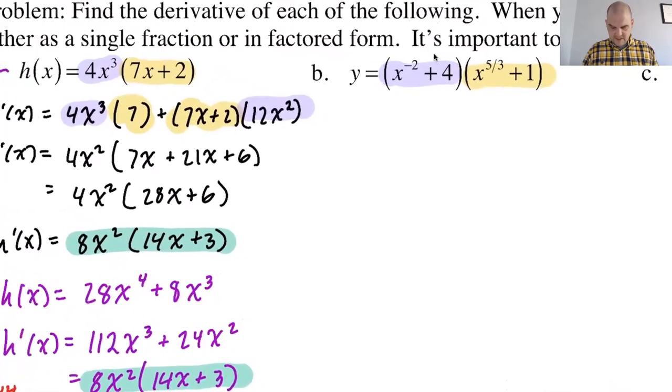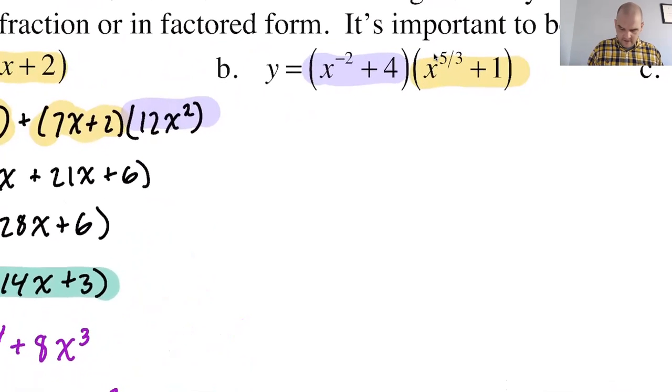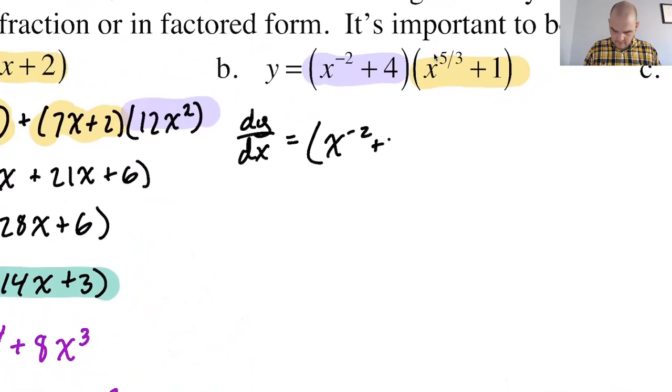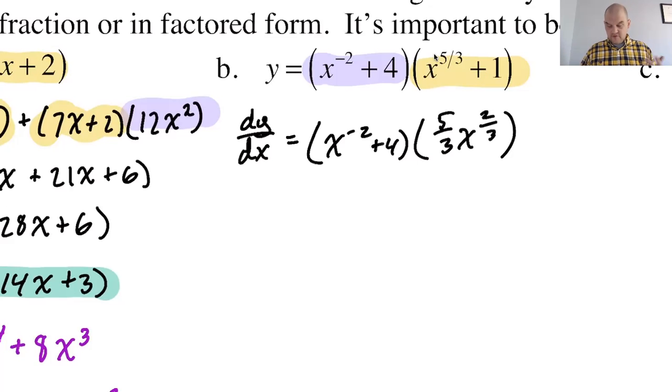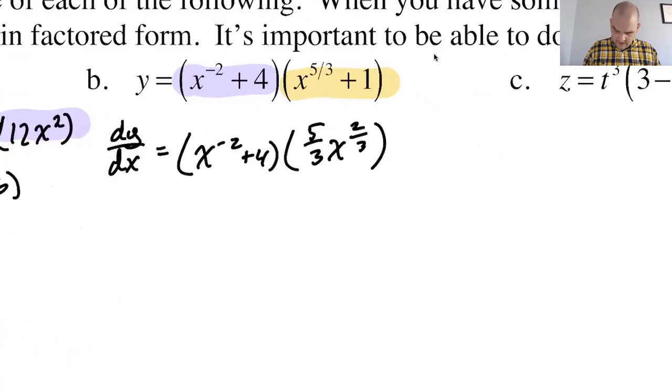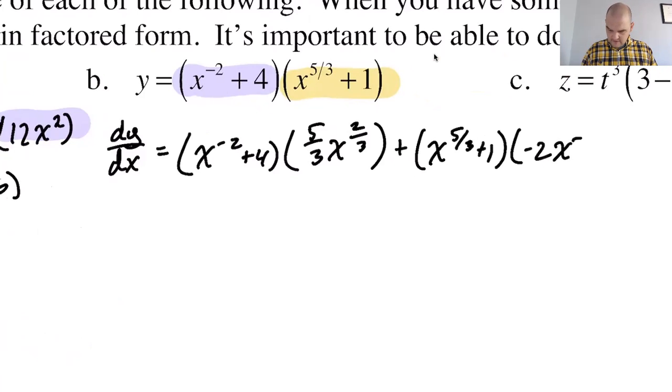I'm going to say dy dx, because why not? All right, so dy dx, right? The first derivative of this weird function is going to be first, and then derivative of the second, so that's going to be 5/3 x. 5/3 minus 3/3 is 2/3, and then derivative of 1 is 0, and then plus second, x to the 5/3 plus 1. Derivative of the first is going to be -2, x to the -3.